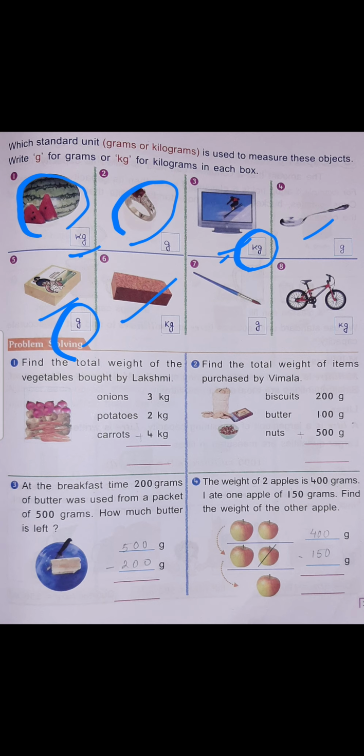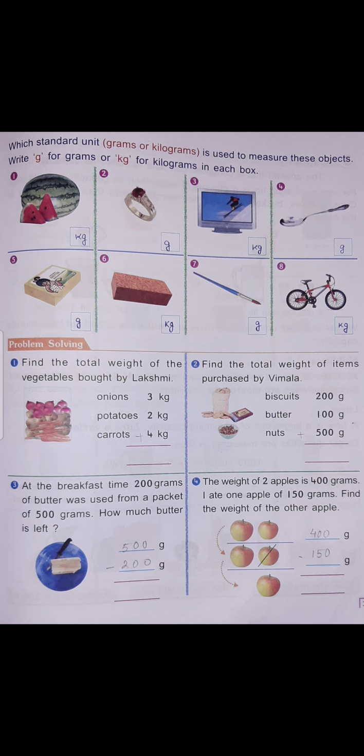A brick, the stone used for buildings, generally one brick is 1 kg or 1.5 kg. Understood? So there is one brick, so it will definitely come in kg. And this is a painting brush, so it is very light, so it will come under gram. And this is a cycle. Of course, cycle is very heavy, so it will come in kg. Okay. So these are some problem solvings.